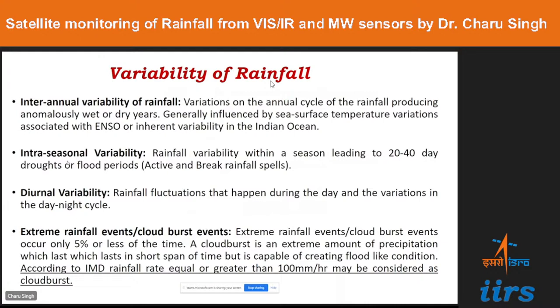And then the extreme rainfall events, cloudburst events. Extreme rainfall events or cloudburst events occur only 5% or less of the time. A cloudburst happens over a short span of time but is capable of creating flood-like conditions. According to IMD, a rainfall rate equal to or greater than 100 millimeter per hour may be considered a cloudburst event. So all these four variabilities may be monitored using the satellite data sets.